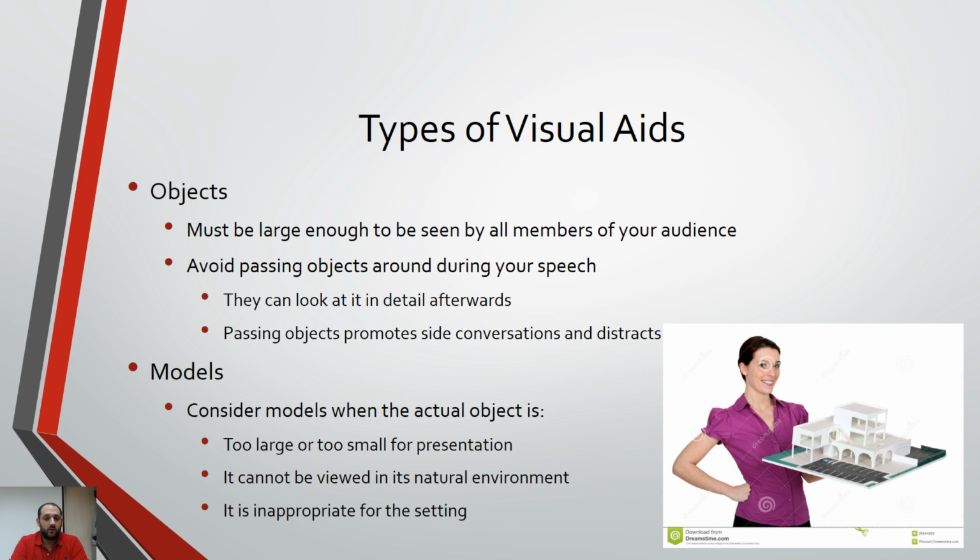So one risk, I talked about small objects and passing it around. It's a major risk to pass it around. You need to be very careful when you do so, because passing around an object promotes side conversation and distracts people. Oh, look at this really cool thing that I'm now looking at and playing with. So make sure that you're prepared to say, okay, pass it on to the next person. Don't let them sit and study an object that you've passed around in detail. They're free to do so if you allow them after the speech, obviously, because it's your object.